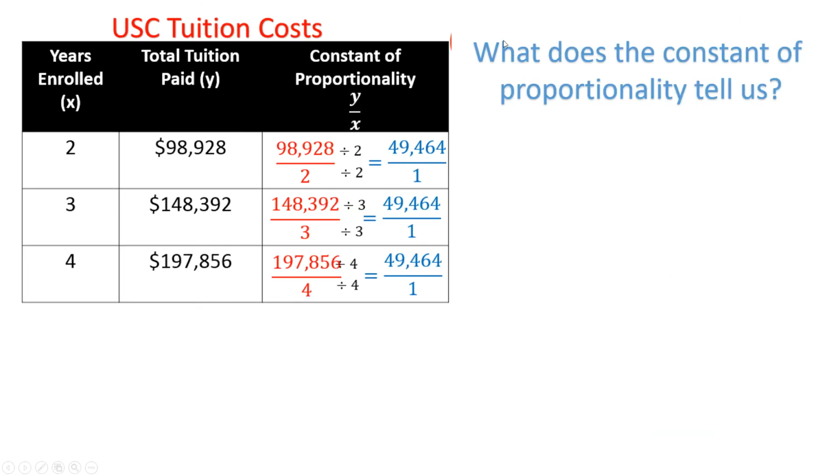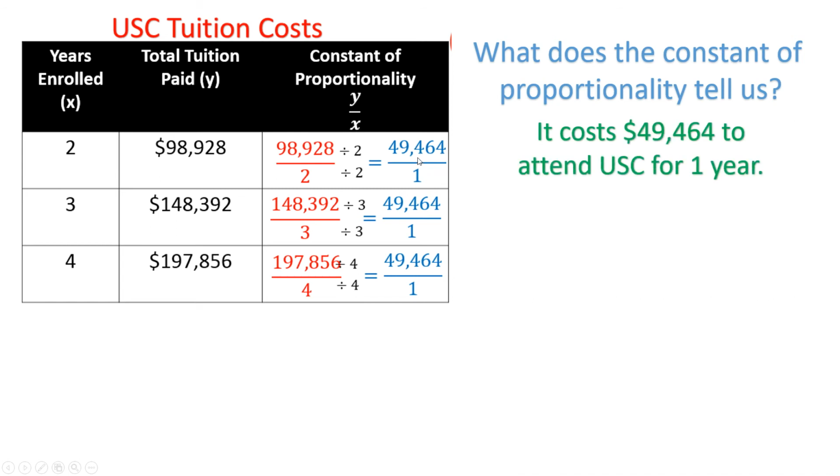And if we do the same for all of these, it's going to equal the same amount, because this represents, and it asks us, what does this constant of proportionality represent? Our y over x ratio is $49,464 per 1 year. So it costs that much money to attend USC for 1 year, which is a lot.